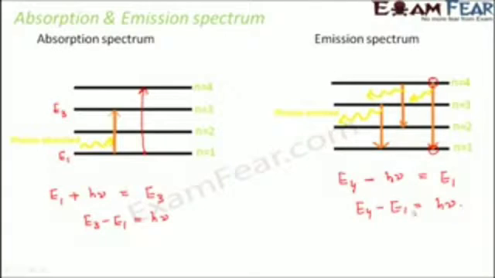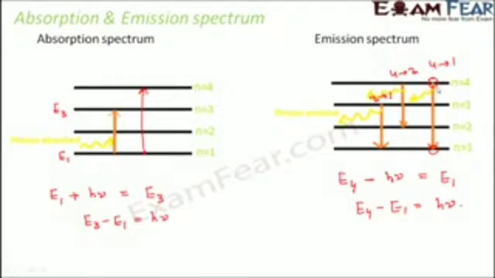Right? So in this case, here you see three transitions, right? One is from 4 to 1. So this transition is from energy level 4 to 1. This is from 4 to 2, and this one is from 3 to 1. So these are the three transitions which are taking place.